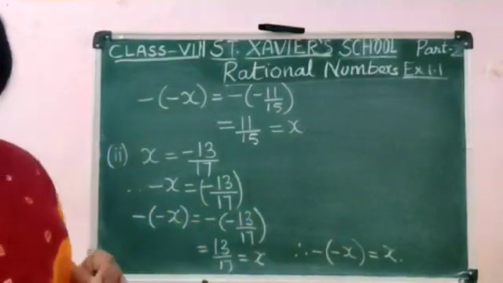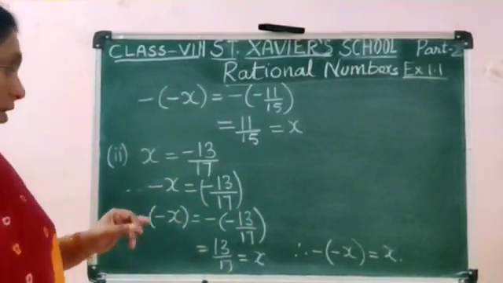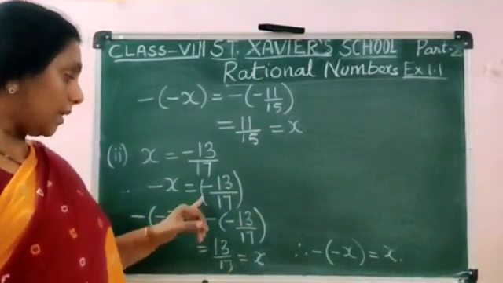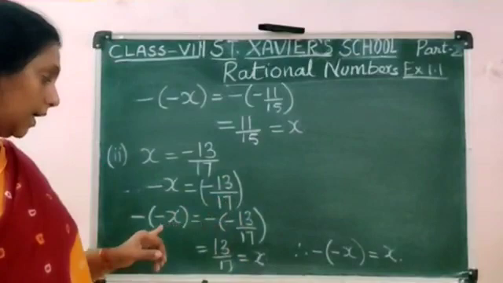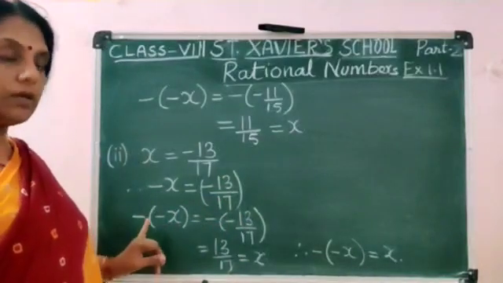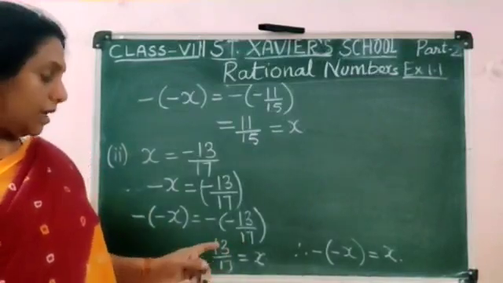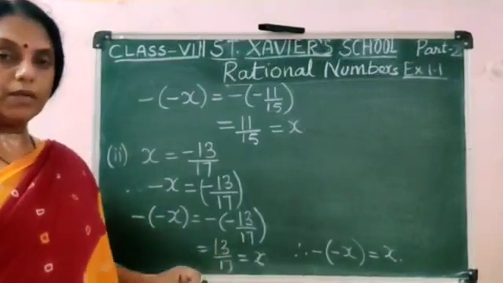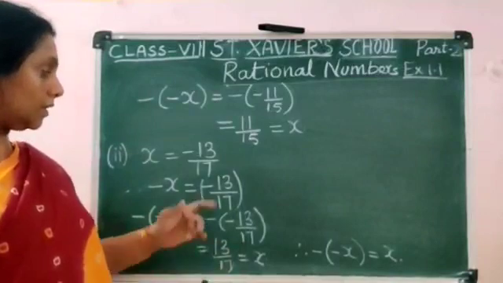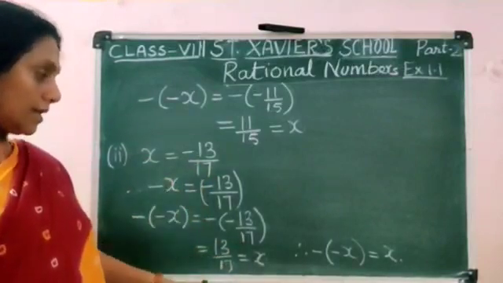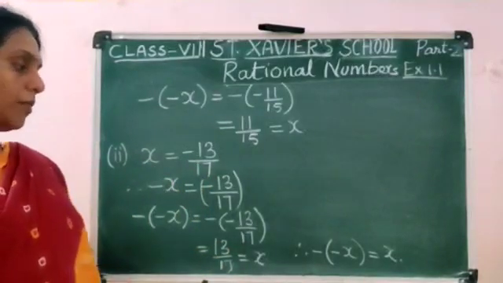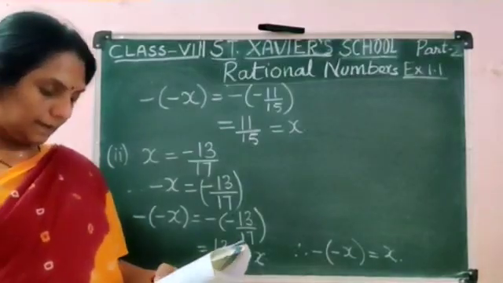Second one, x equals minus 13 by 17. So we will keep minus x equals minus of 13 by 17. Again we will add one more minus. So minus of minus x equals minus of minus 13 by 17. Minus and minus will become plus, so it will become 13 by 17. What is 13 by 17? It is x. Therefore minus of minus x equals x.